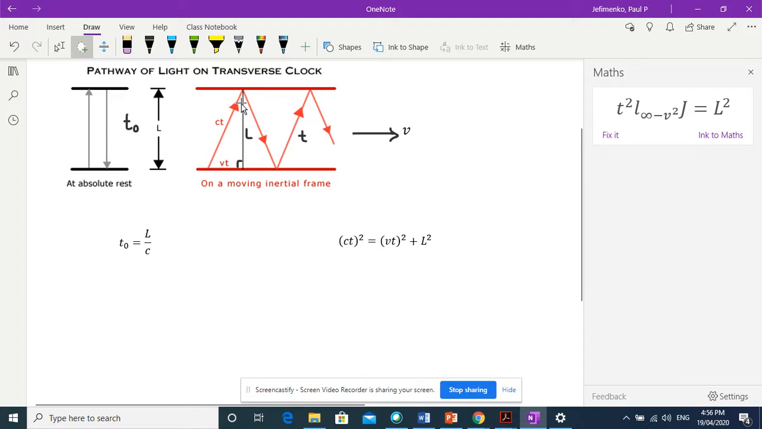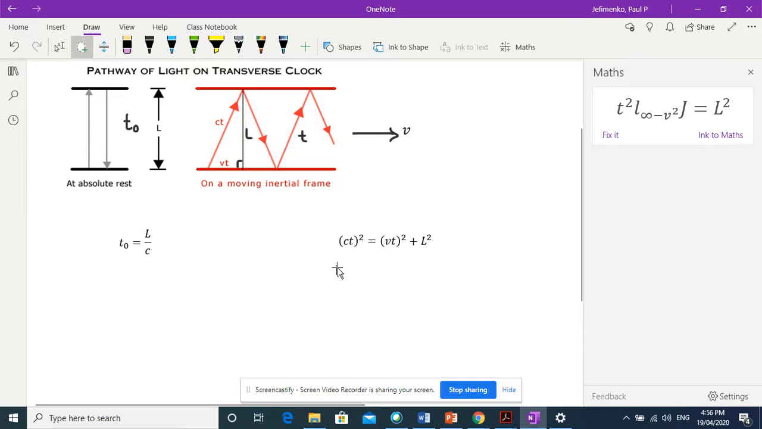Because this is a right angled triangle, the short sides when they're squared and added need to add to the long side squared. And that's what this is. (ct) squared is the hypotenuse squared, (vt) squared is the short side squared, plus L squared is this other short side squared. Using Pythagoras' theorem we get this.